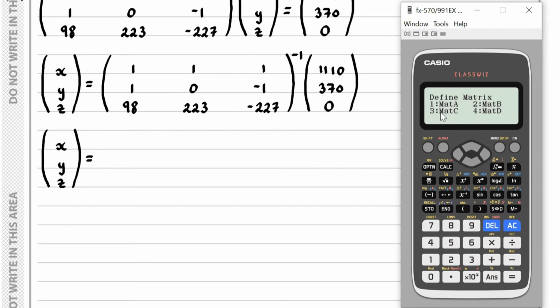To find x, y, z, if we go to the matrix sub-menu, we can define matrix A, 3 rows, 3 columns, then we type in the components of our matrix, and then we want to take the inverse of that matrix, so we load up matrix A, and then we want the inverse of this.